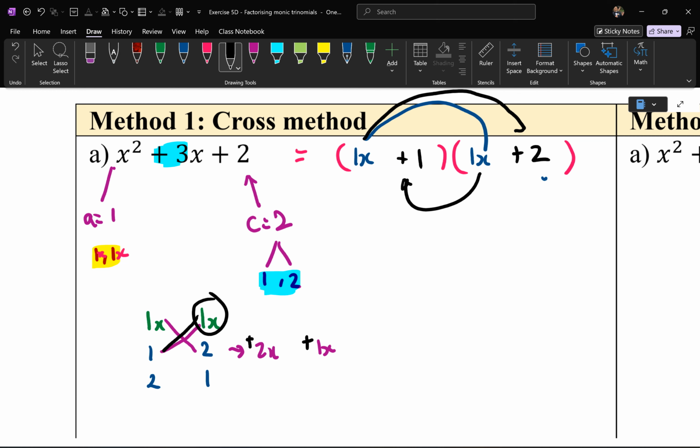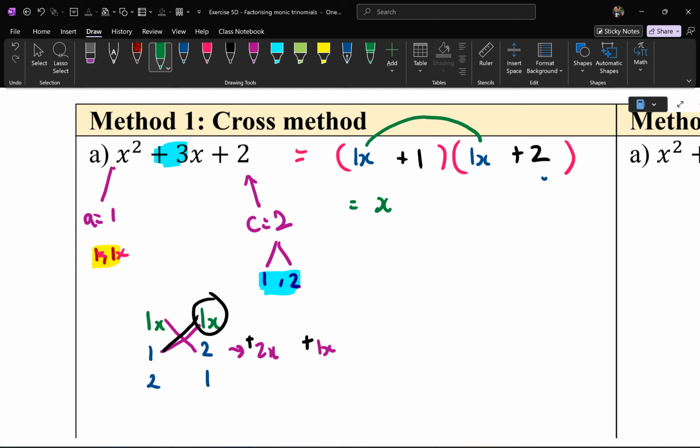What you see now is if we test it and we expand it. Here we go. 1x times 1x gives you x squared. Yes, that's correct. We've got the first term. What we were trying to do just now is to get the middle term. So we test it by saying, all right, well, 1x we paired with a positive 2. The other 1x we paired with a positive 1. Together, yes, it's true. We do get a positive 3x. So now we've got the middle term.